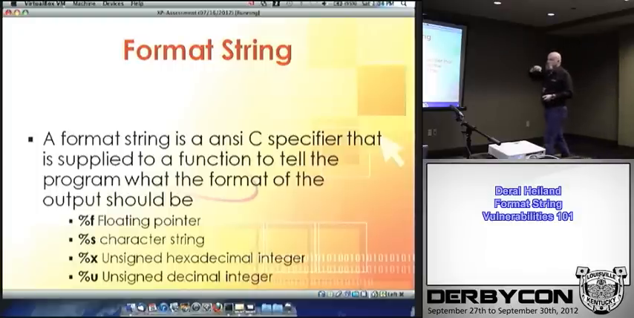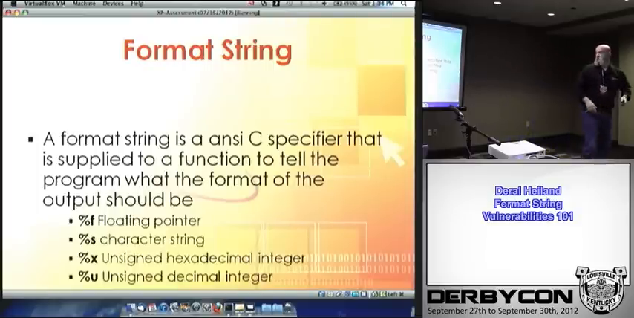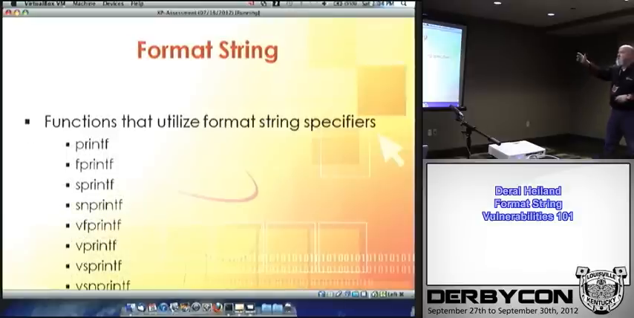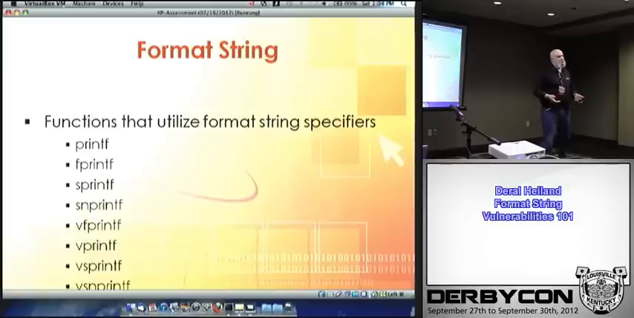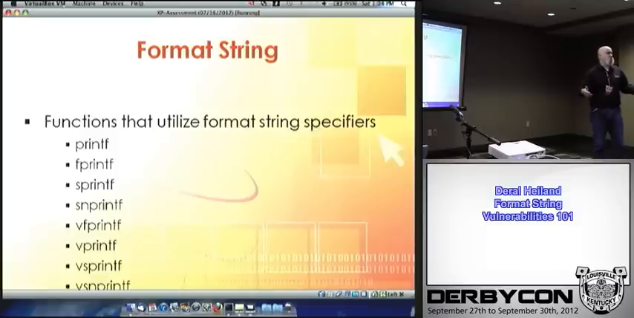And here's a couple of them. %f, floating pointer, %s, character string, %x, hexadecimal, %u, decimal, and there's a bunch of other ones. So moving on. Now here is a small snippet of functions that utilize format string specifiers that define what their output should be. A lot of you have done any programming, should be quite familiar with those. Those that haven't done any programming, you should still be familiar with those. Those are the very common ones.